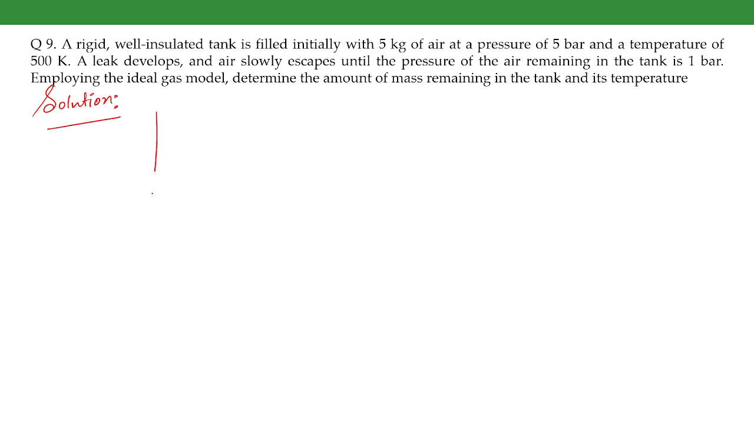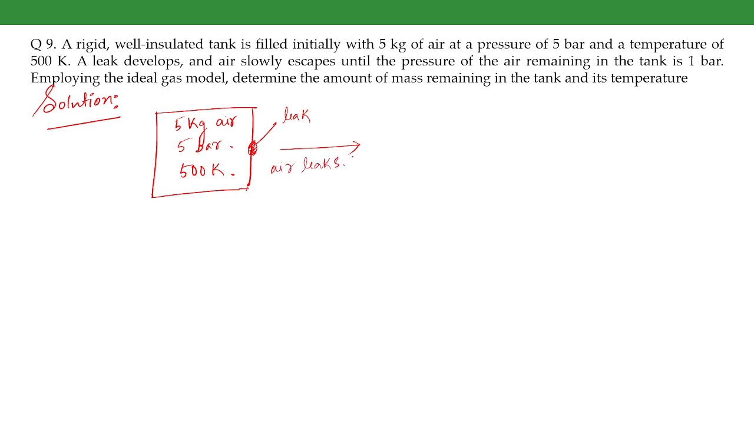So it is basically a tank with 5 kg of air, okay, and a pressure of 5 bar and 500 Kelvin. Okay, now a leak develops into it and air comes out such that the pressure inside the tank falls to 1 bar and the mass of air inside the tank is to be determined. Okay, the initial volume of air is what?